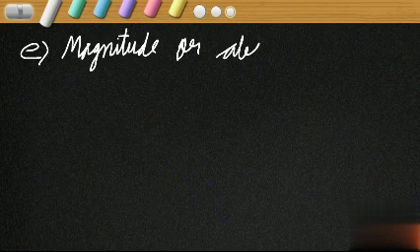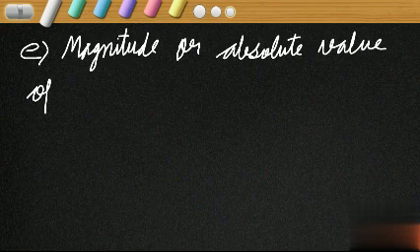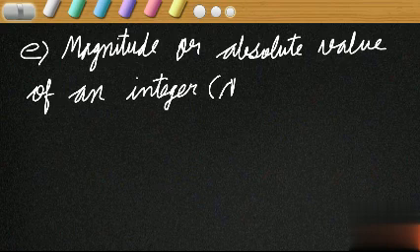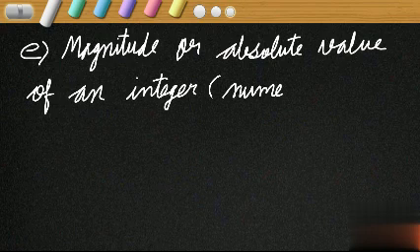Magnitude or absolute value of an integer. This is also known as numeral value. This magnitude or absolute value is also known as numeral value. Numeral value.